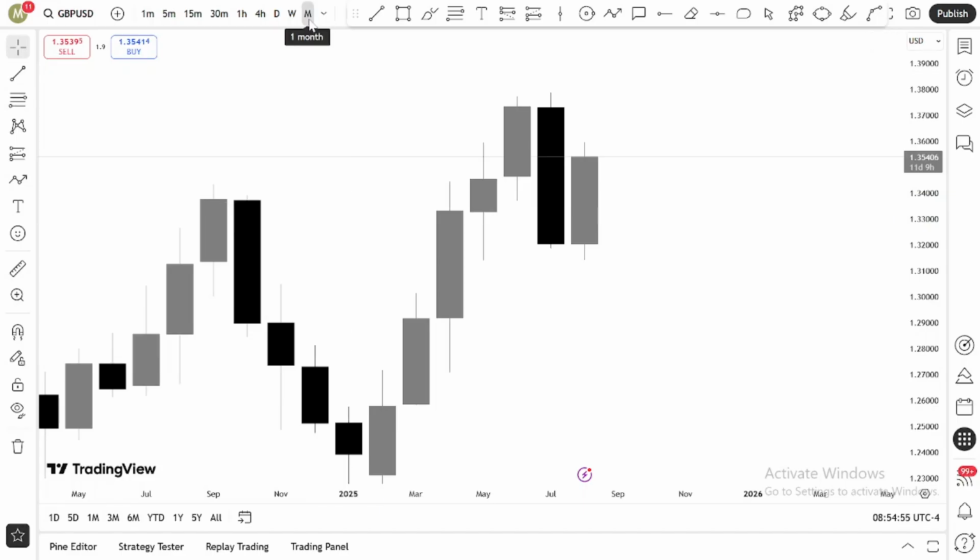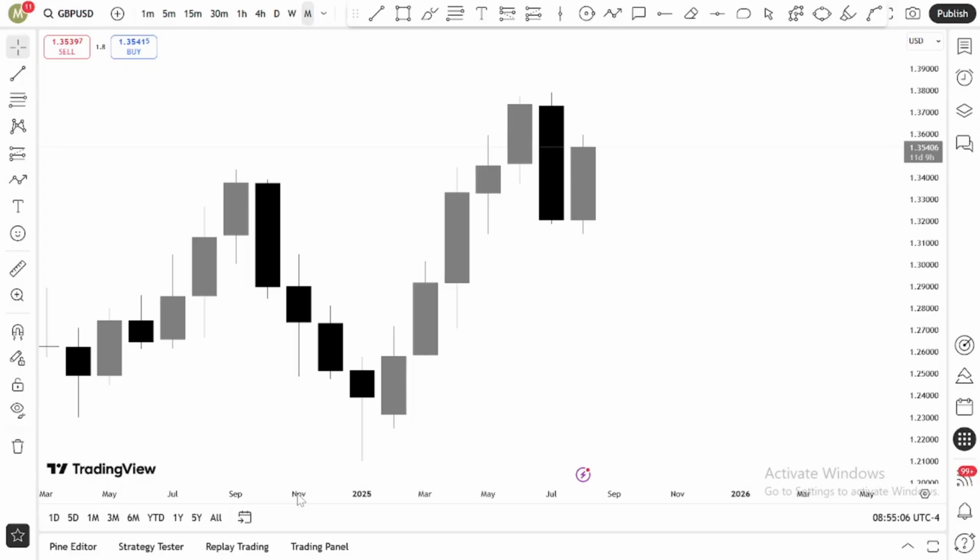Okay, I'm going to start from the monthly time frame. What exactly am I looking for on this monthly time frame? I just want to know where price is at the moment and where price may likely trade to. Where is the next draw on liquidity? That's the information I want to get on this monthly time frame.